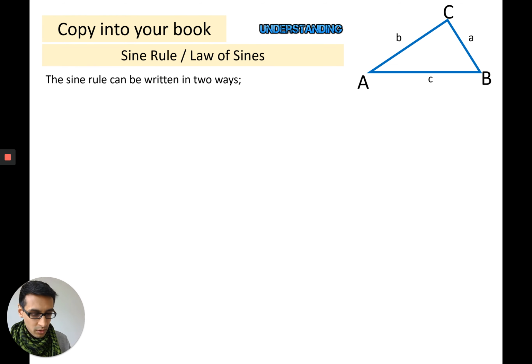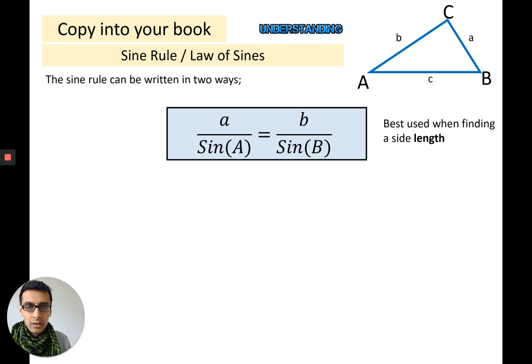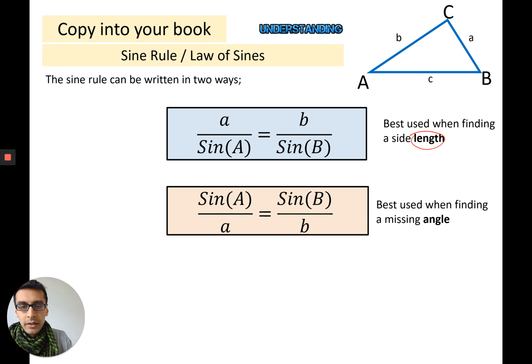Now this is what you need to copy into your books as well, just the formula. So a over sine A equals b over sine B. You use that when you're finding length, and sine A over a equals sine B over b. You use that when you're finding an angle.